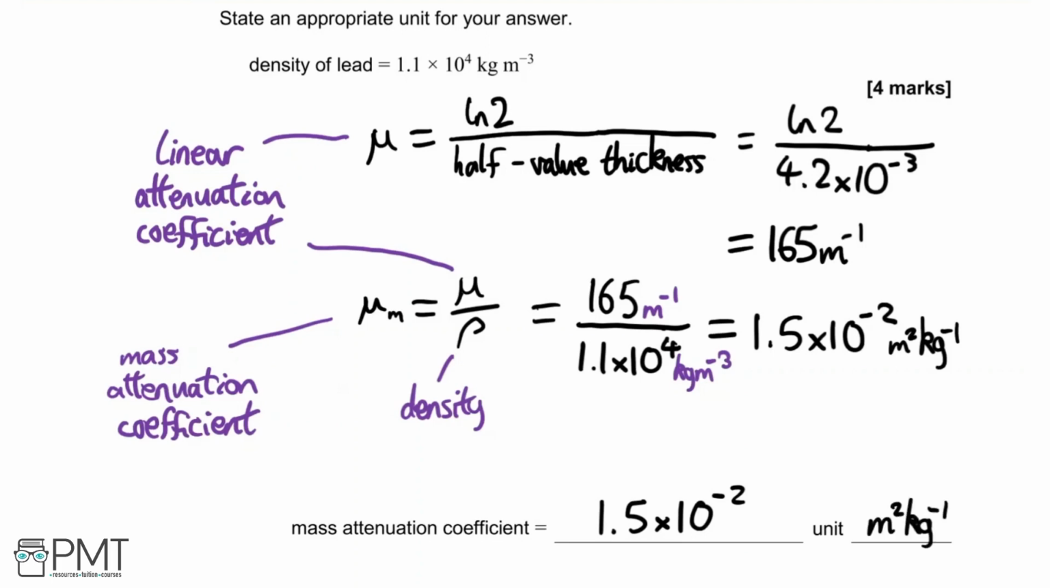Now, in terms of marks for this question, your first mark will be for writing down the equation relating the linear attenuation coefficient to the half value thickness with that natural log of 2 relating the two together. Your second mark will be for calculating the linear attenuation coefficient itself, just the value, you don't need the units here. Your third mark will be for correctly calculating the number for the mass attenuation coefficient. And then your fourth mark will be for the correct unit, which is independent of the value mark. So technically, if you didn't do the calculation or get the right value for the mass attenuation coefficient, you could still get a mark for the unit. So 4 marks there.